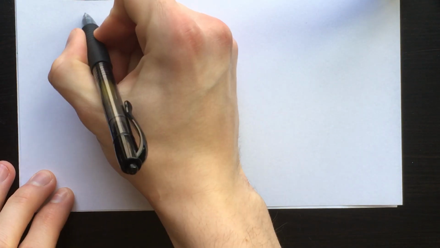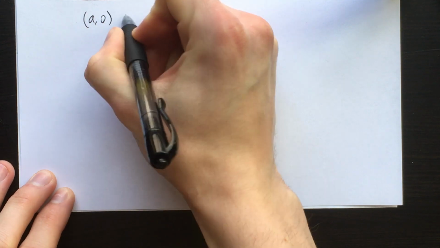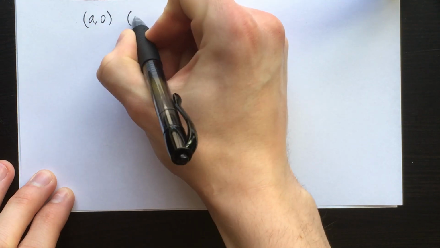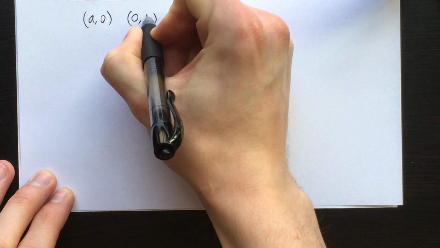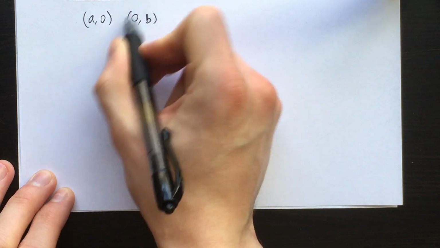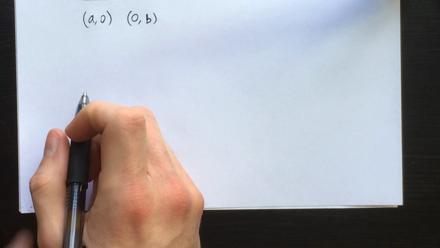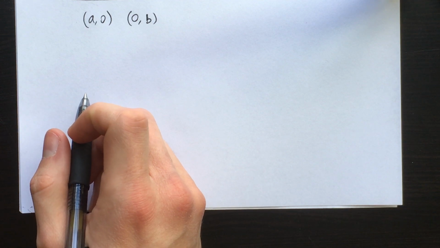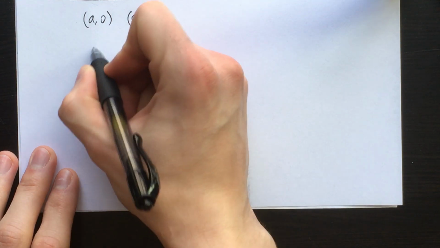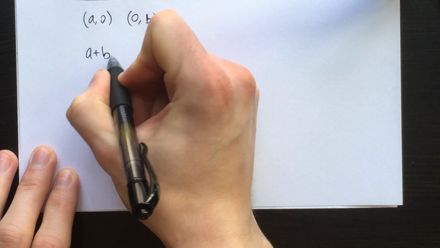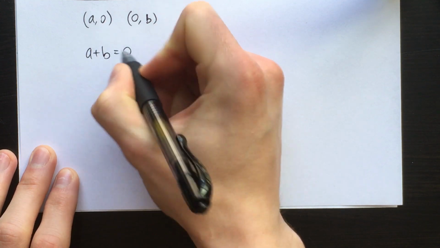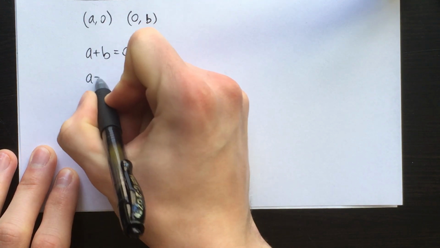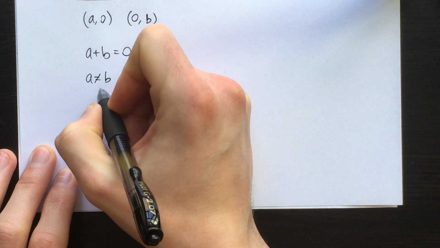Okay, the graph of linear function f has intercepts (a, 0) and (0, b). So it basically has an x-intercept and a y-intercept in the xy plane. We're told that a plus b is equal to 0 and a is not equal to b. Which of the following is true about the slope?